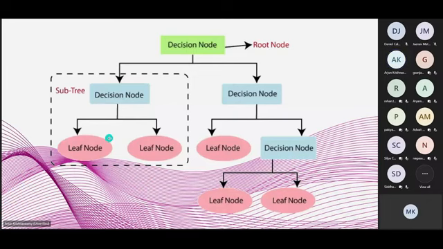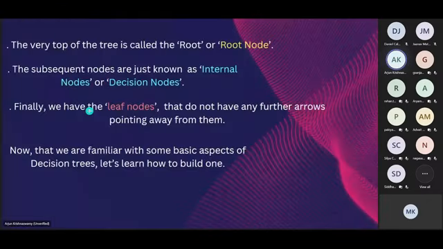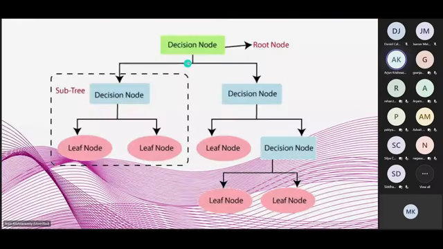Just a recap of whatever I taught you guys. The top of the tree is the root node. The subsequent nodes are known as internal nodes or decision nodes. And finally, we have the leaf nodes. Also, when we make a split, this decision node with respect to this is called its left child, and this is called its right child. Same for this: this is the left child of this, the right child of this. That is another terminology.